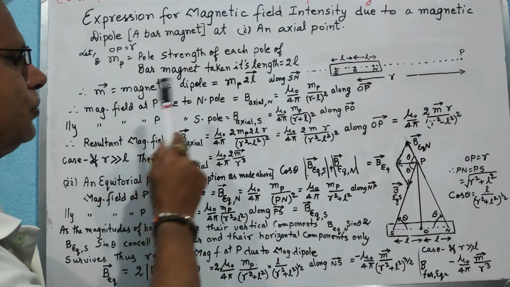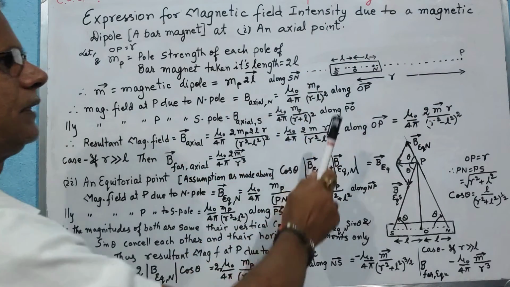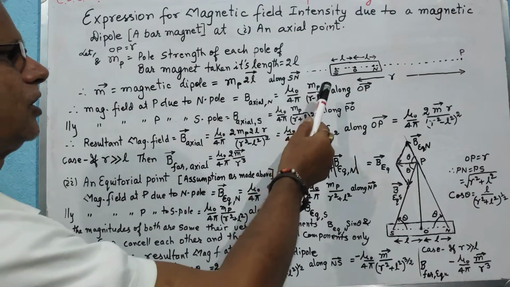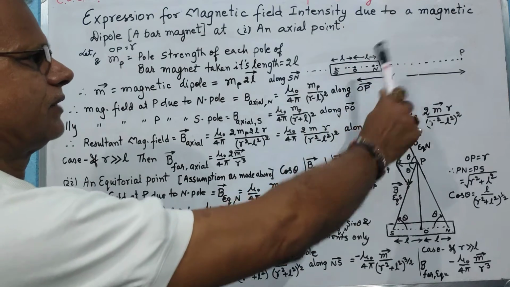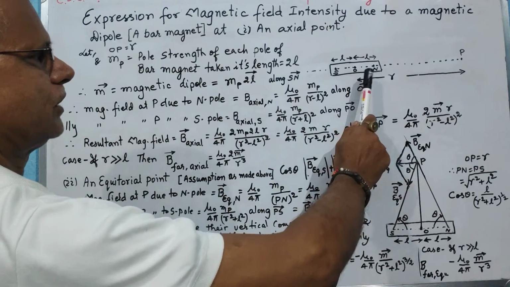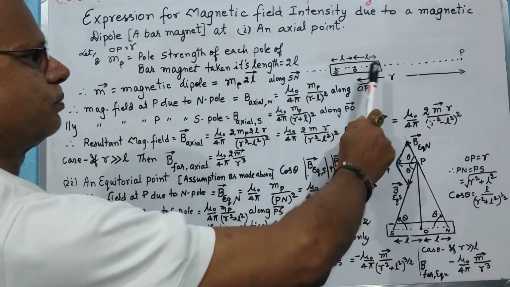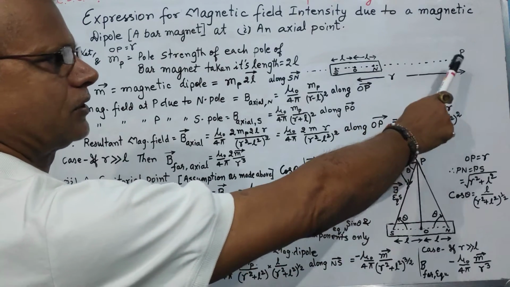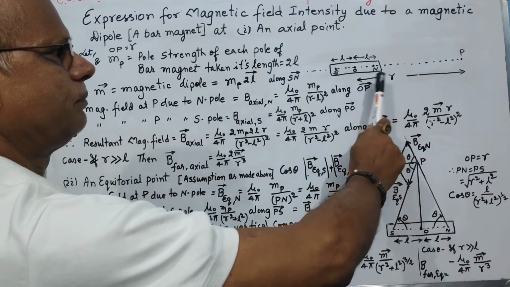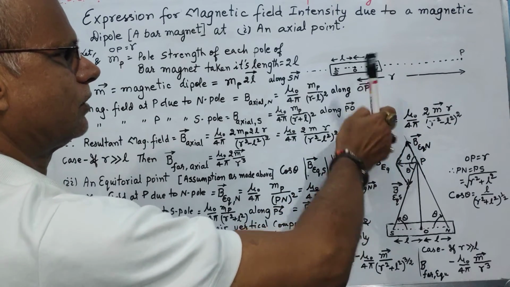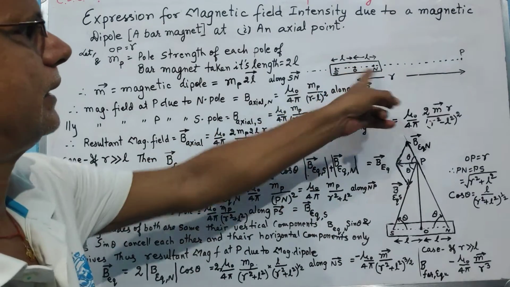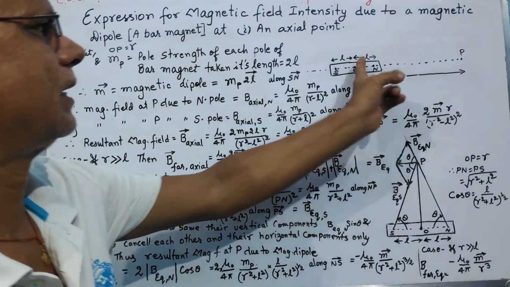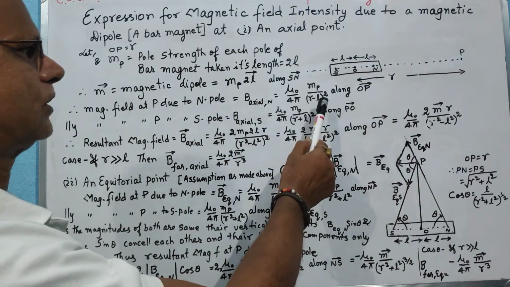Now magnetic field due to north pole at this point P will be mu0 by 4 pi, this is constant, times pole strength divided by the square of the distance of that point from this pole. So from north pole, if the point P lies at r distance from center, the distance from north pole will be r minus L, because this length ON is L, so we reduce this length, so PN is equal to r minus L, and that whole square.